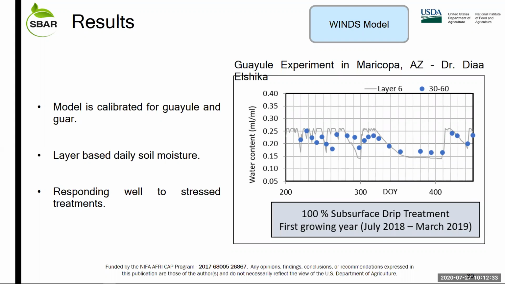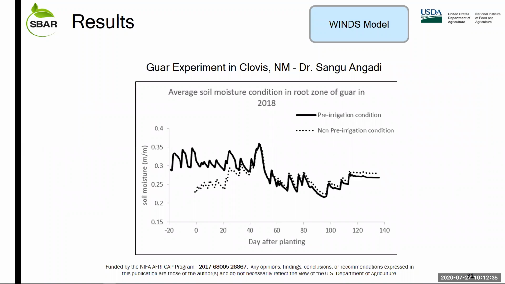In the next slide, I am showing one more example. It is from the GWAR experiment. These are also results from the WINDS model. You can see I'm showing the solid line, which is the pre-irrigation condition, and the dotted line is the non-pre-irrigation condition. This is for the root zone of GWAR in 2018.